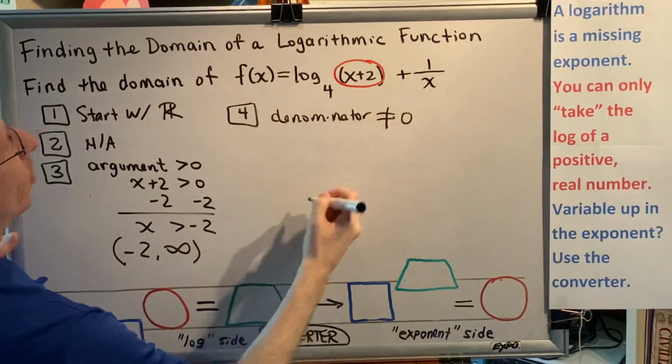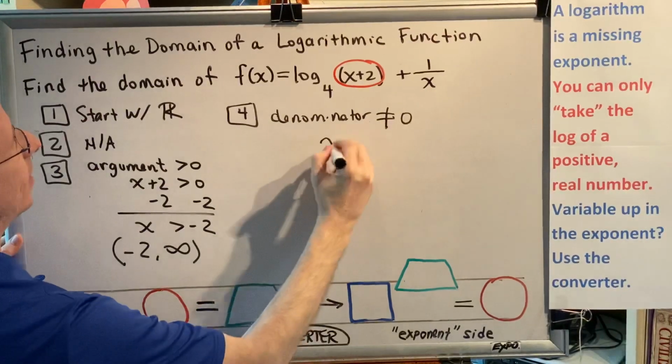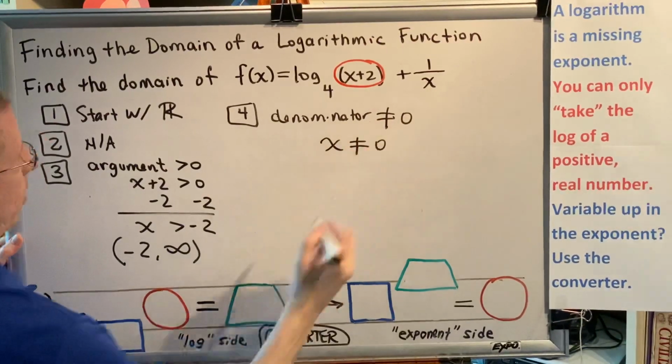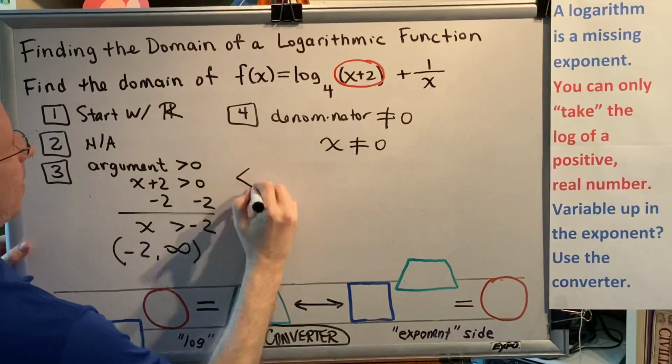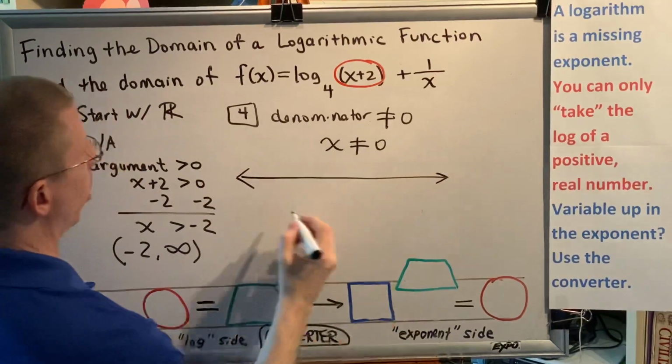Step 4, denominators not equal to 0. My only denominator in my function is this x, so that tells me that x is not allowed to be 0. So I need to remove 0 from this interval. This is easiest to see with a picture.